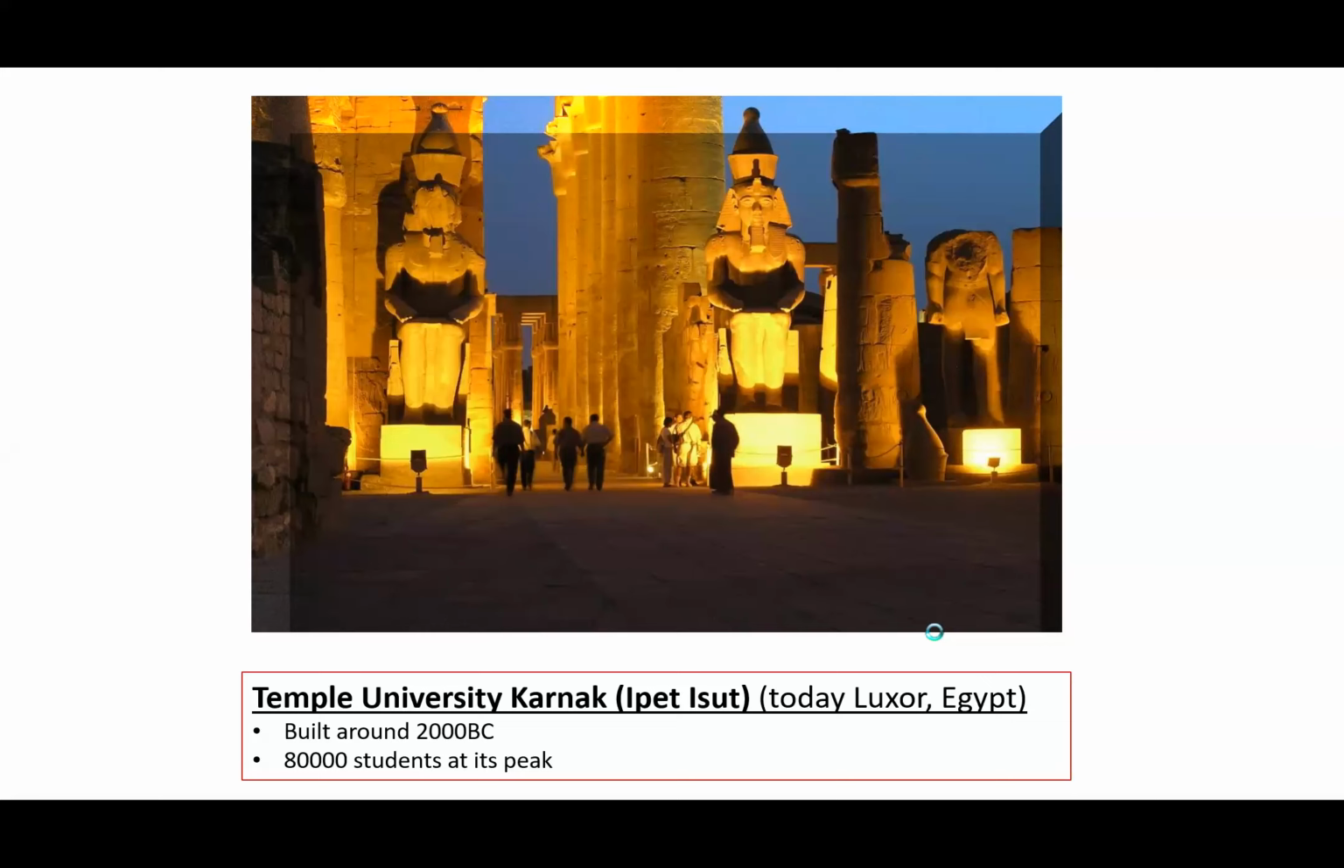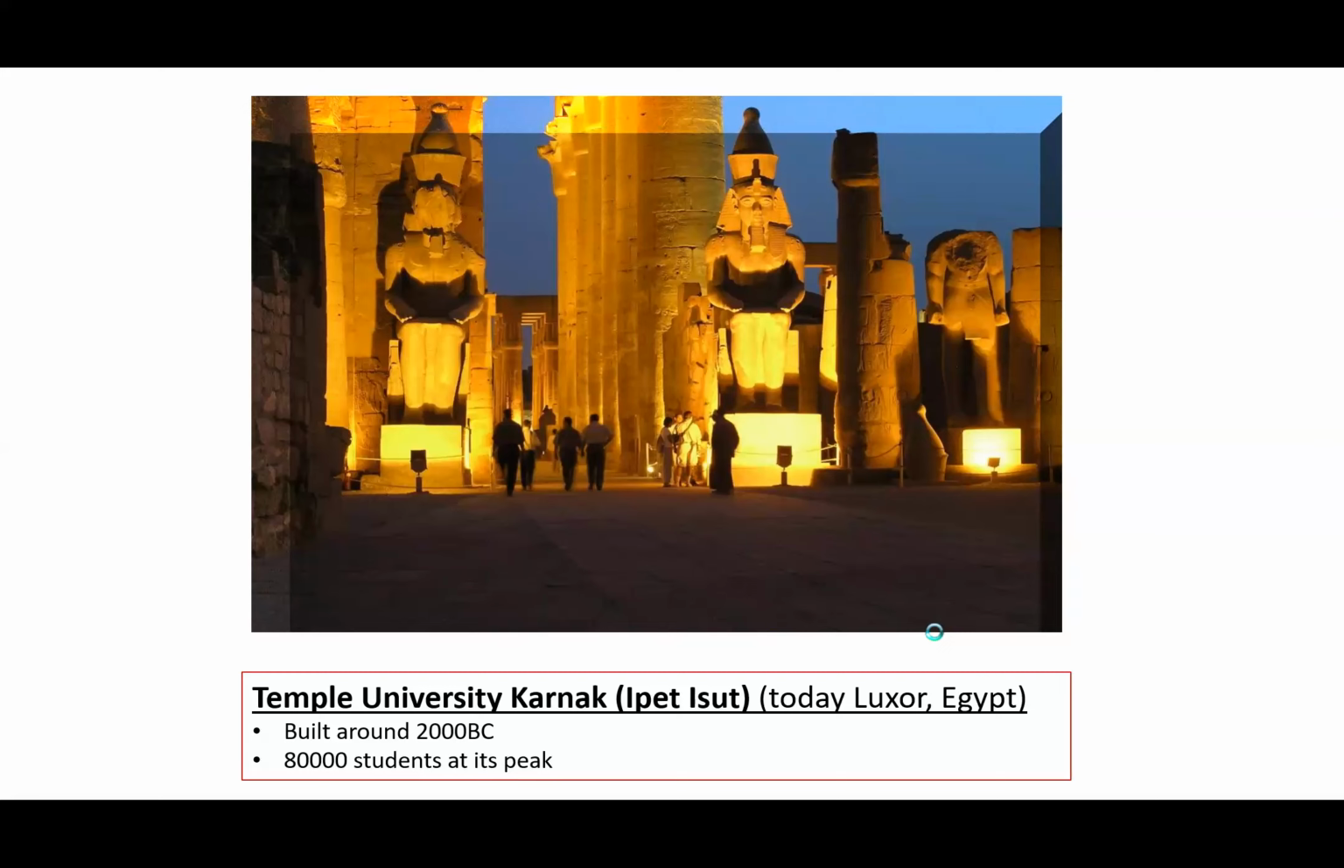Africans, they built huge universities. Look at the statues. This is the entrance of the Temple University of Karnak in Ipet Isut. By the way, I'm a big student of history. Built around 2000 BC. So Moses went to schools like this. At a time when he was at his height, he had 80,000 students.